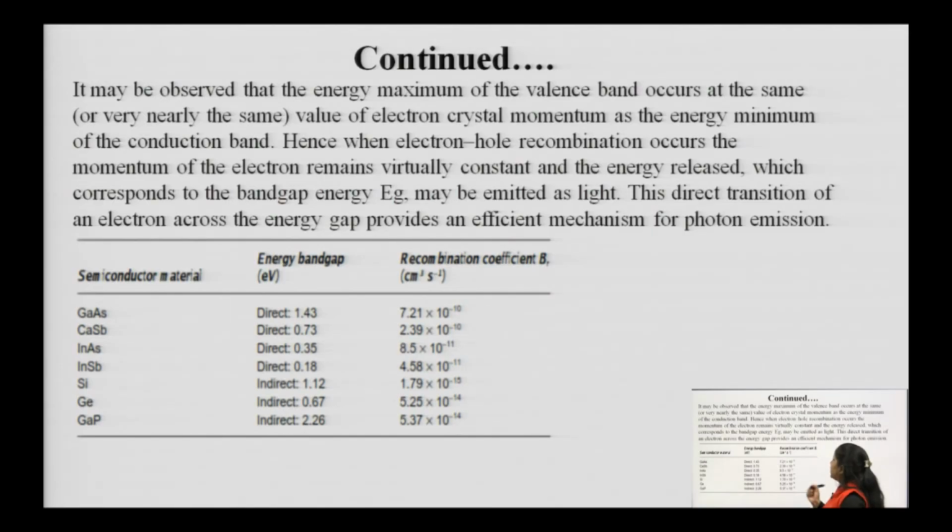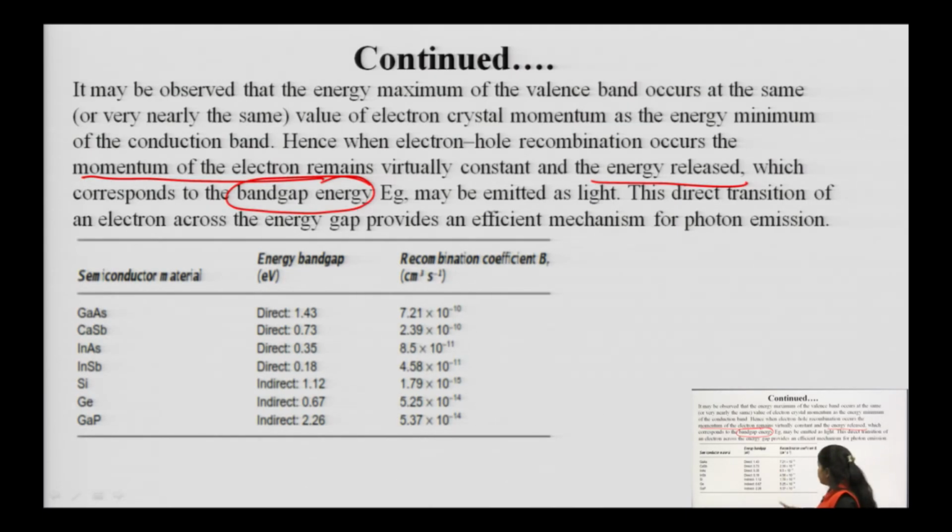LED. And here it may be observed that the energy maximum of the valence band occurs at the same value of the electron crystal momentum as the energy minimum of the conduction band. Already we have seen this in the figure. Hence, when electron hole recombination occurs, the momentum of the electron remains virtually constant and the energy is released. So, when electron hole recombination occurs in the direct band gap, the momentum of the electrons remains the same and the energy is released, which corresponds to the band gap energy between the conduction band and the valence band.